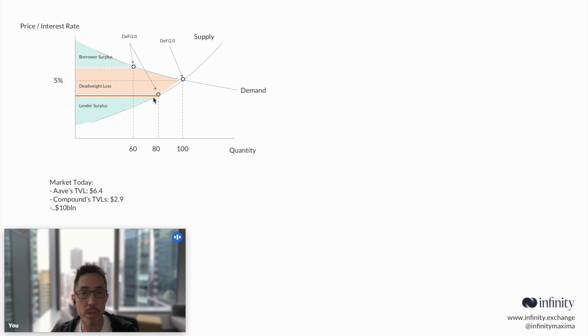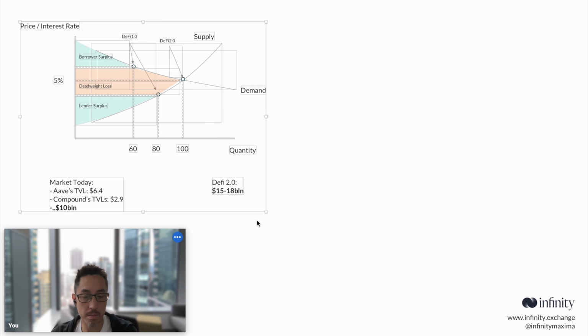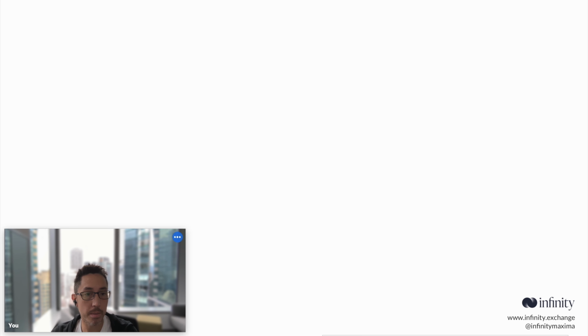If at these two points on the curve we're operating in an inefficient market mechanic using utilization, and the market is 10 billion, then if we move to a more efficient model, we should expect the market to go from 10 billion to maybe 15, 18 billion, right? That's what we can expect if we can fix this mechanic from a utilization-based model to a proper model. I will put that aside now, and we will get right into it.